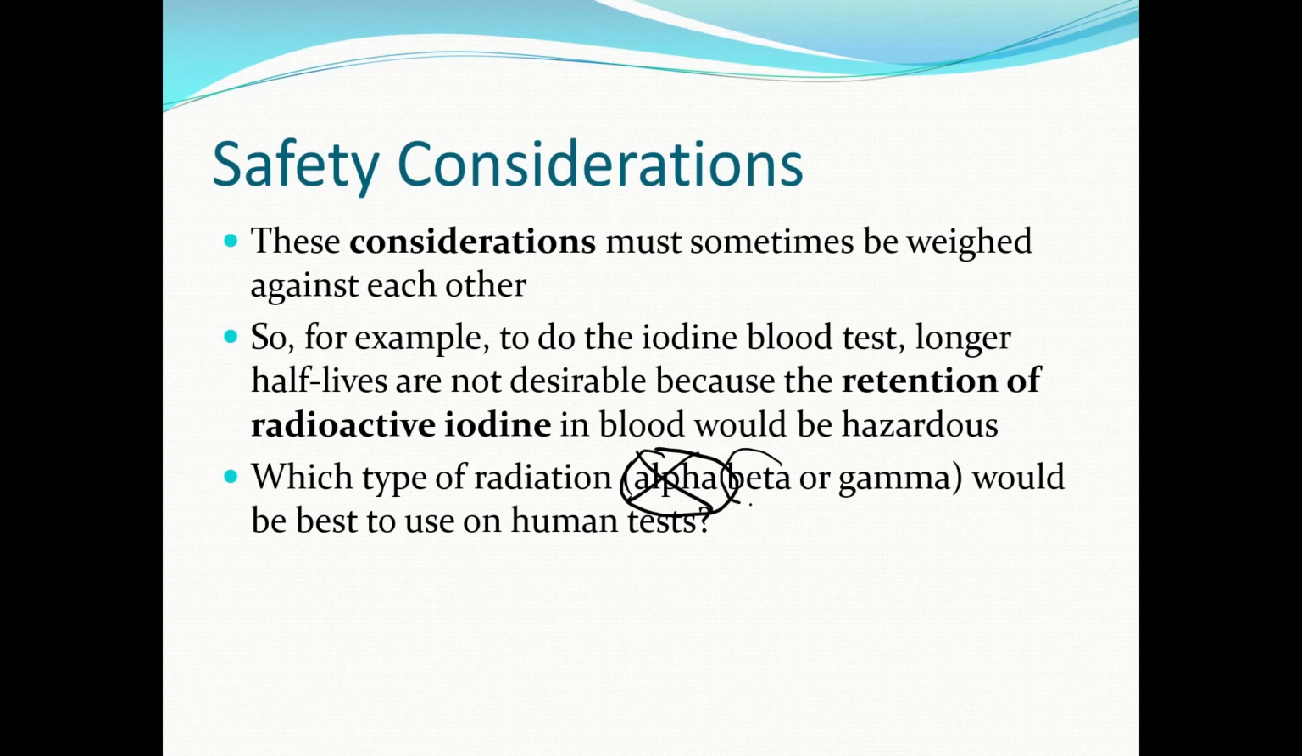Beta would be a lot better because beta is really tiny. It doesn't have a lot of charge. It's not very big, so it wouldn't ionize your DNA as well. It wouldn't be damaging to your DNA, and it can get through your skin. So a beta emitter is really good to use, and then a beta emitter with a short half-life would be something that you'd want to use in a human body.